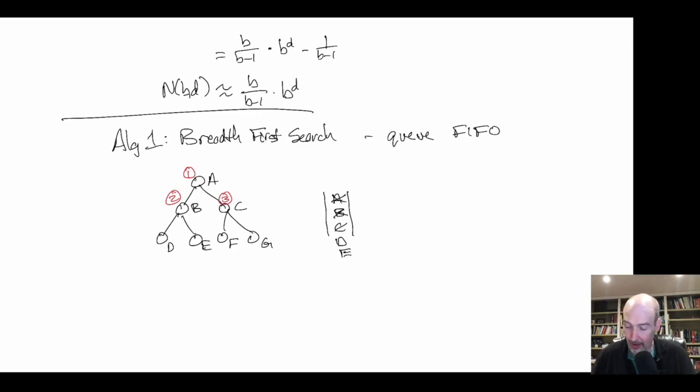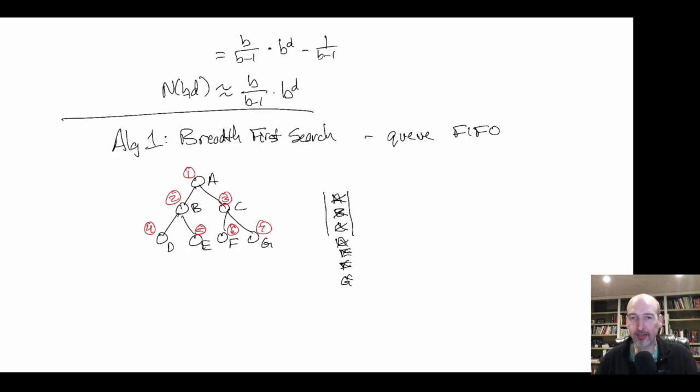We take C off, it has two children, F and G. Put them on the back, and we continue to remove from the front, and then there's no children here, so we'll do D, E, F, and G. Okay, and just to label these 4, 5, 6, and 7. So that gives us a breadth first search, and what we can see here is that we go from the top of the tree to the bottom of the tree, and we use this queue to keep track of the order that we're going in.